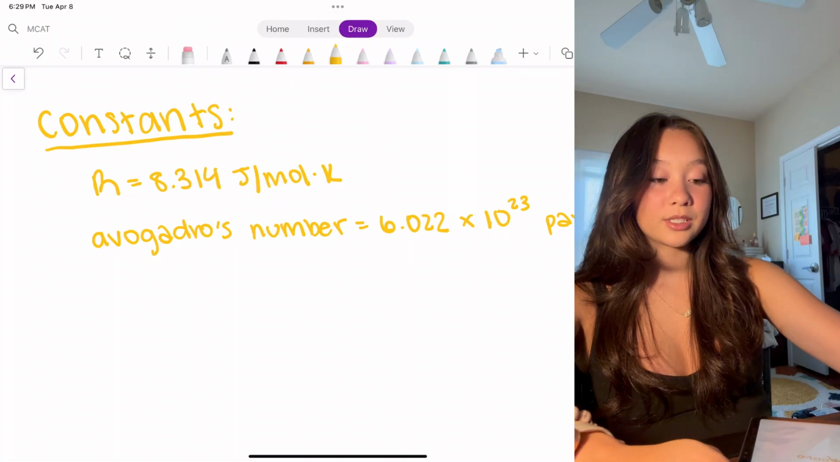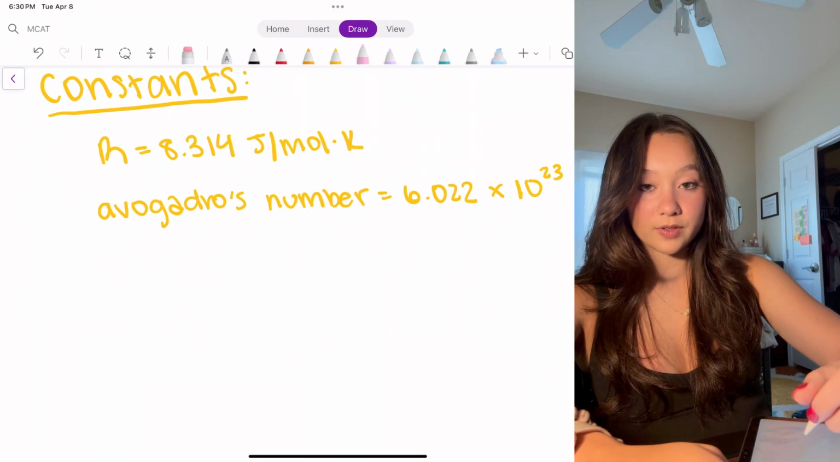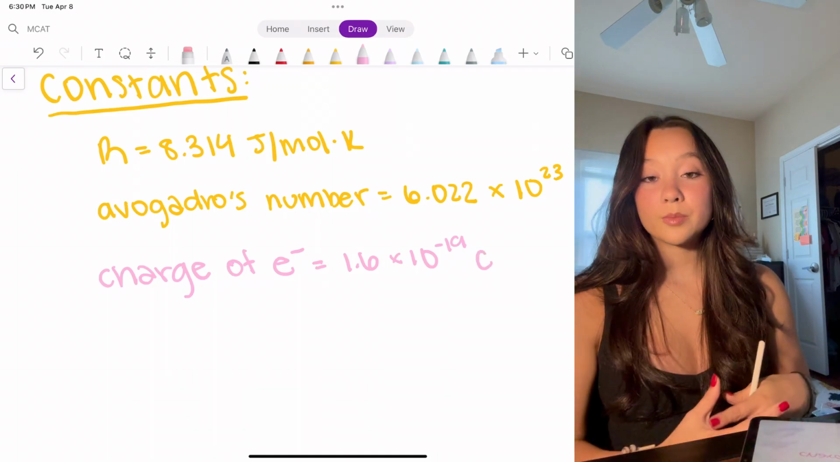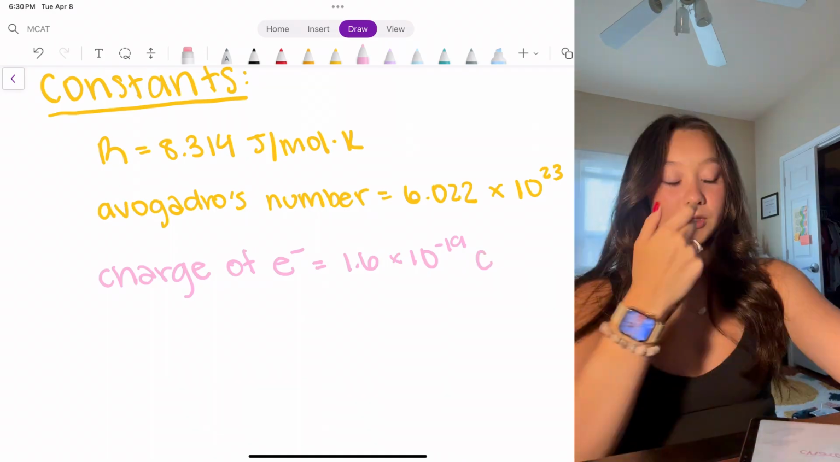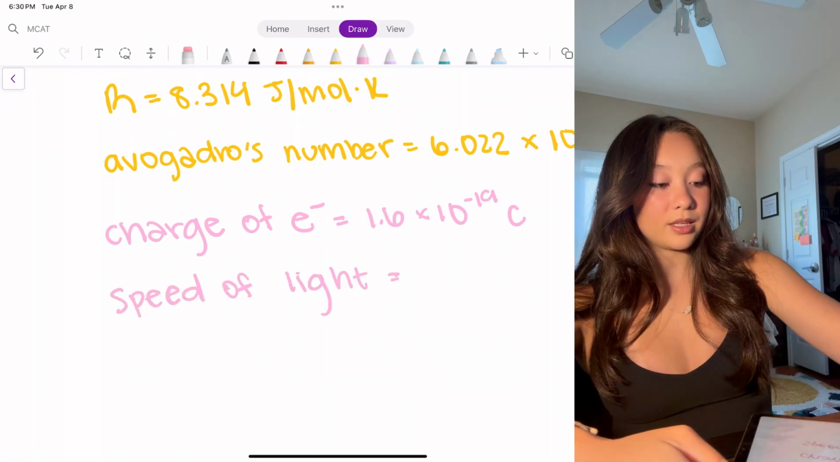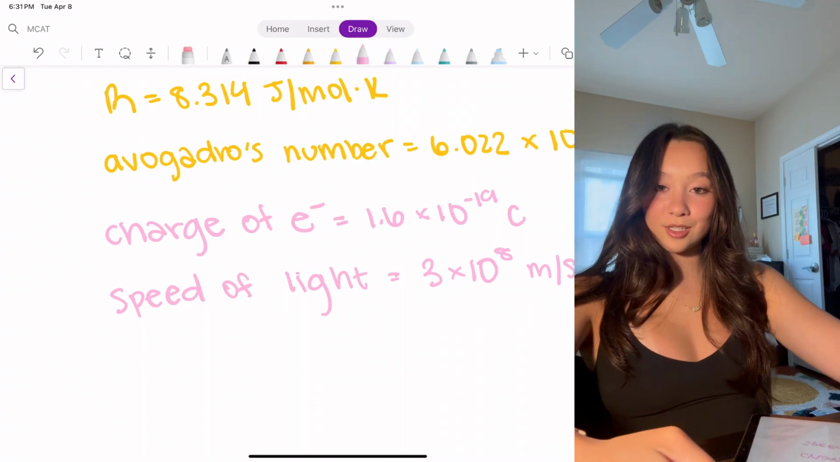All right, so that was chemistry. I'm going to change the color so it doesn't get too confusing. The charge of an electron is 1.6 times 10 to the negative 19 coulombs. And coulombs is just the SI unit for charge. All right. Keeping up with physics, the speed of light is 3 times 10 to the 8 meters per second. Meters per second, that is SI units, meters and seconds.